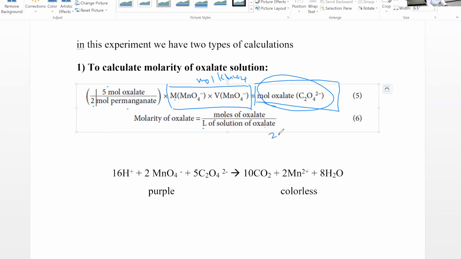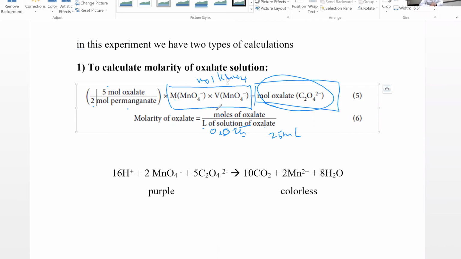If you were using 25 milliliters of the oxalate ion, you just put this as 0.025, but pay attention to the procedure in the lab manual for how many milliliters you were using. And you can calculate the molarity of oxalate ion.